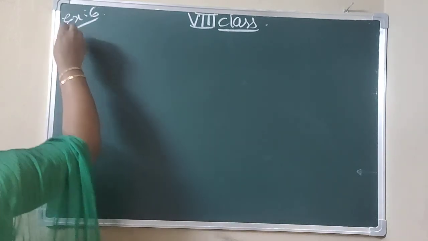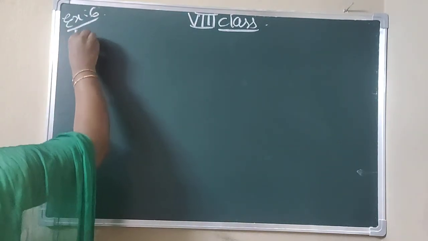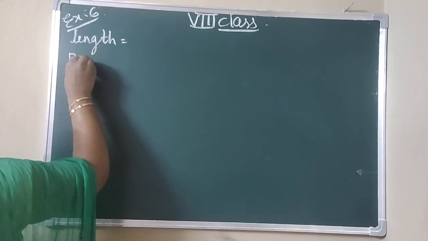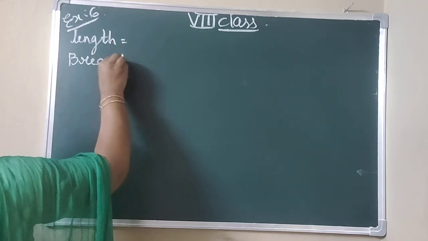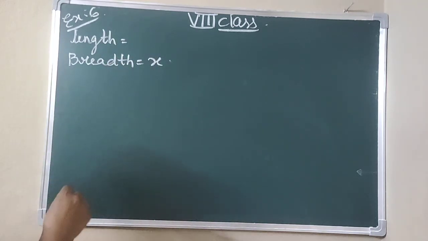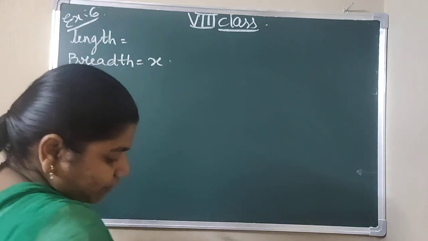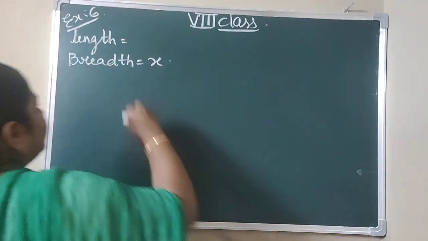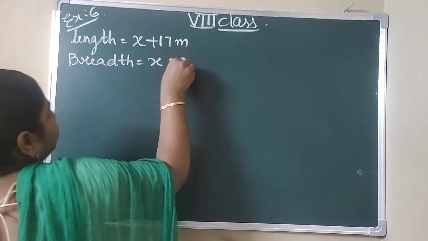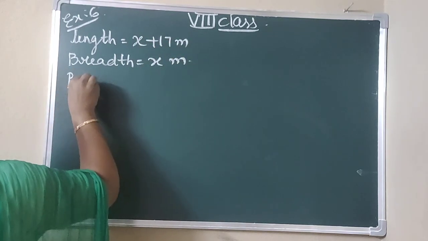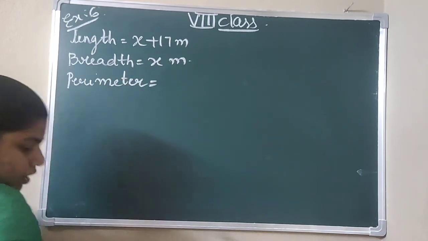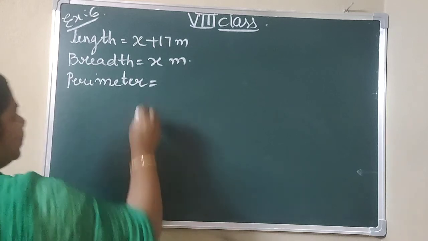So here, they didn't give any information about breadth, so I am taking it as x. And about the length, they told that length is 17 meters more than its breadth. That is, we can write it as x plus 17 meters. And what is the perimeter? They have given the perimeter as 178 meters.